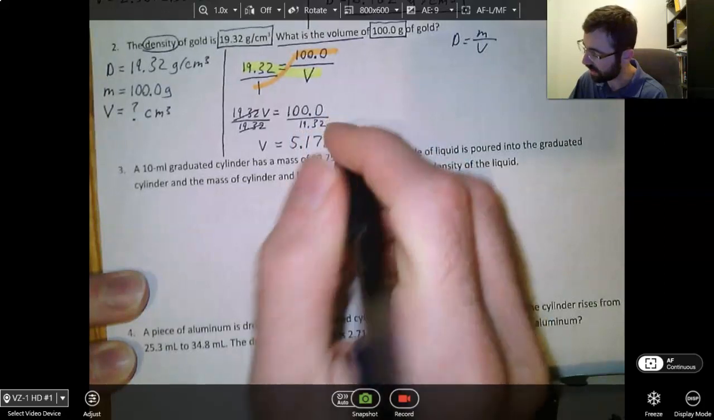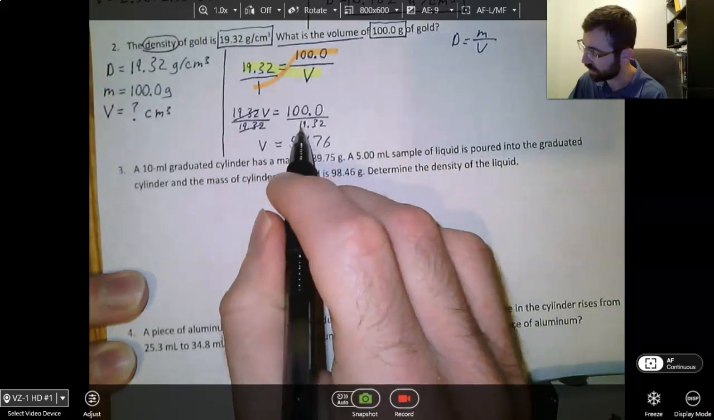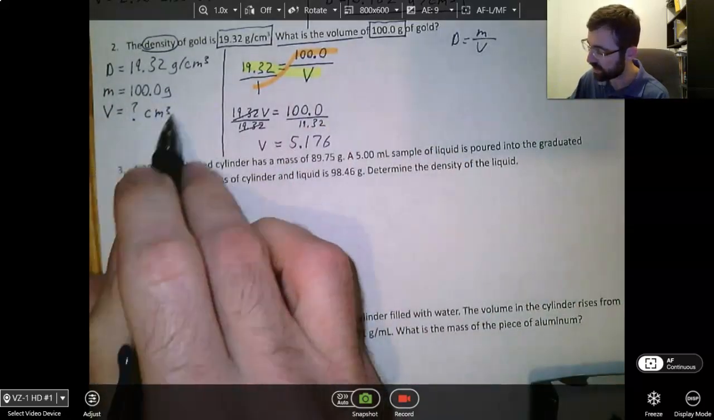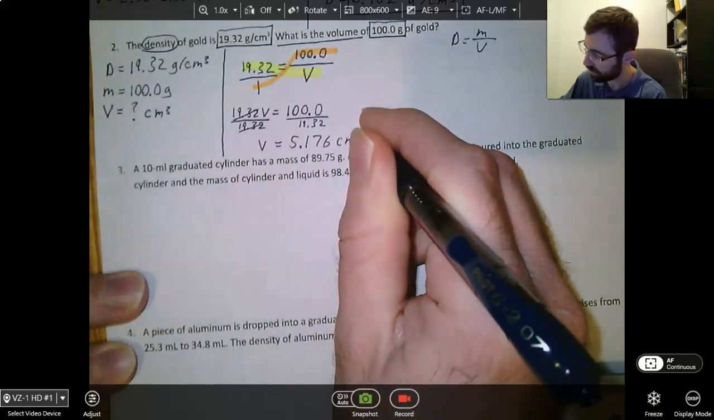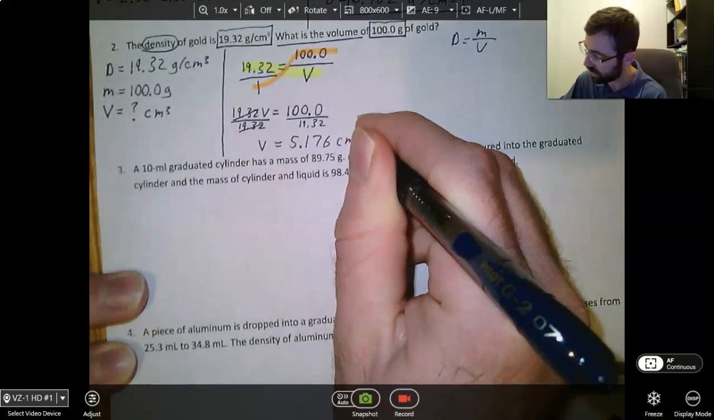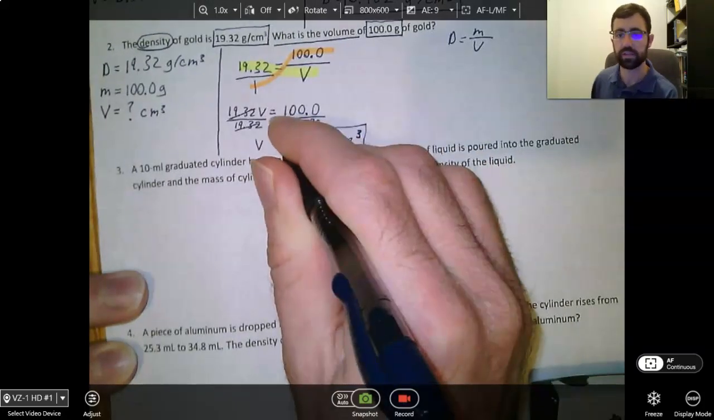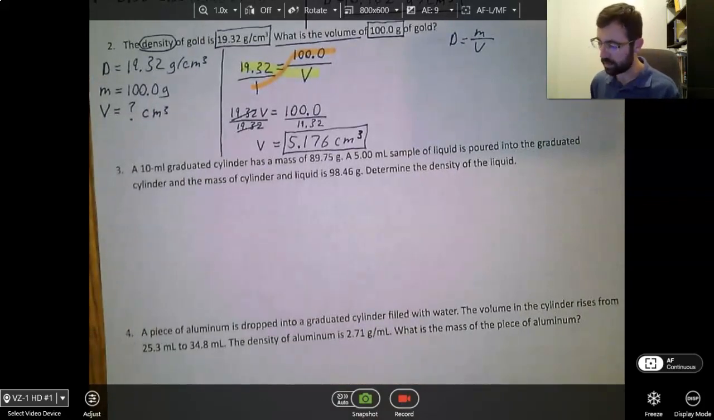Once again, don't forget, round to the least number of sig figs. I have 4 and 4. And my units for volume are centimeters cubed. And there we have it. That is my answer. That's the volume. All right, let's check the next one.